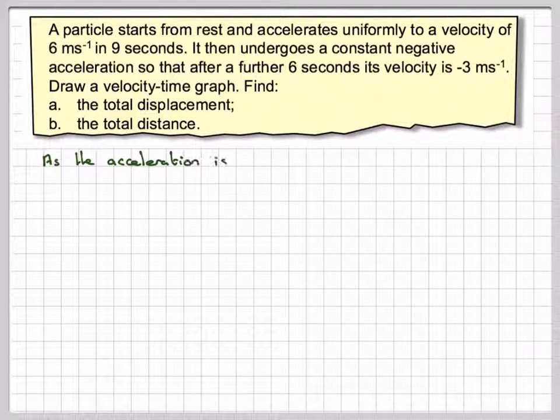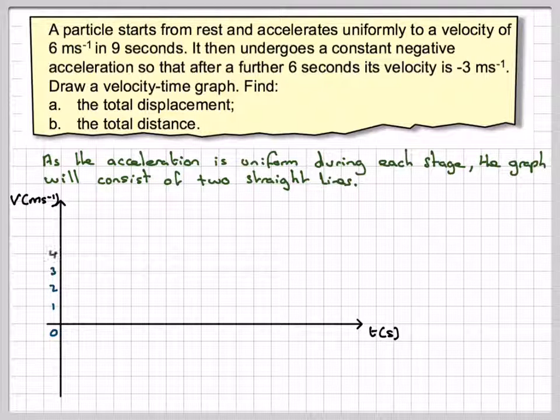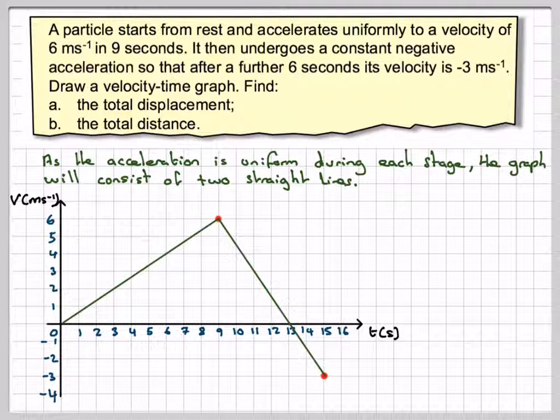So as the acceleration is uniform during each stage, the graph will consist of two straight lines. If we draw a set of axes, when time is 0, the velocity will be 0, but when we get to 9 seconds, the velocity will reach 6, and then after a further 6 seconds, so 9 plus 6 is 15, it will become minus 3. So therefore we need to draw lines like that, and that is my velocity time graph.